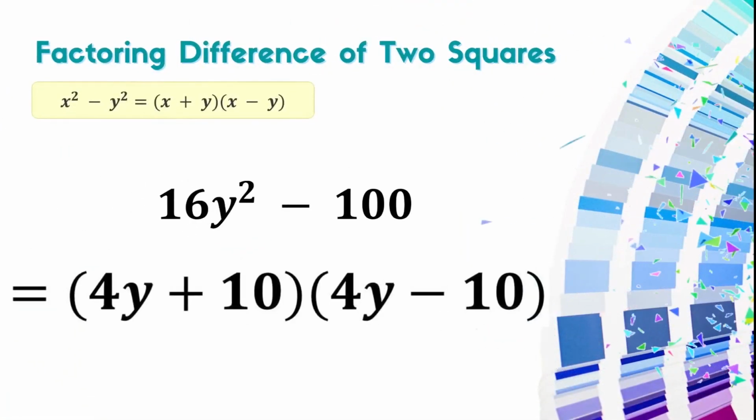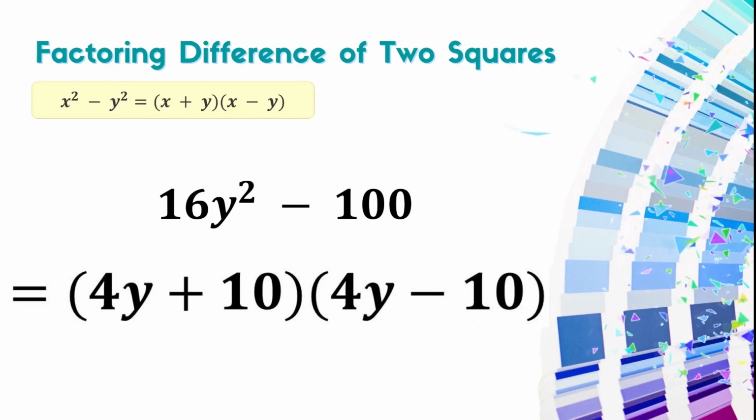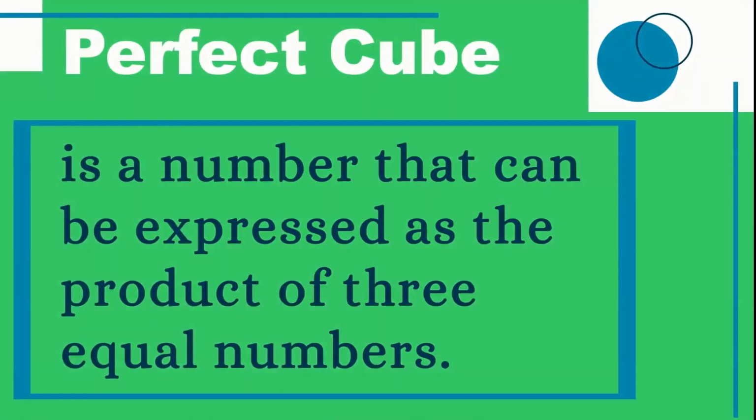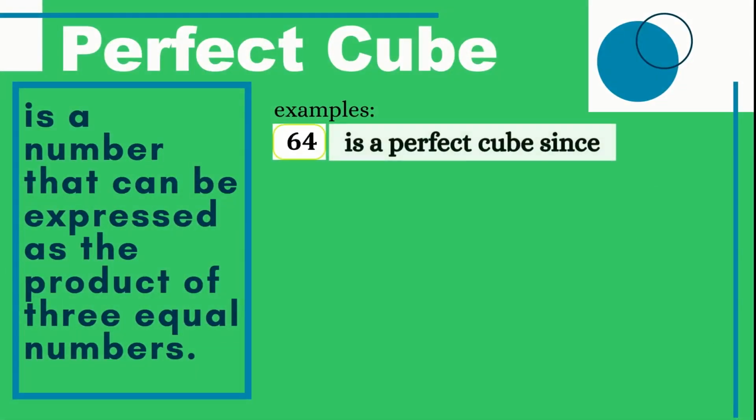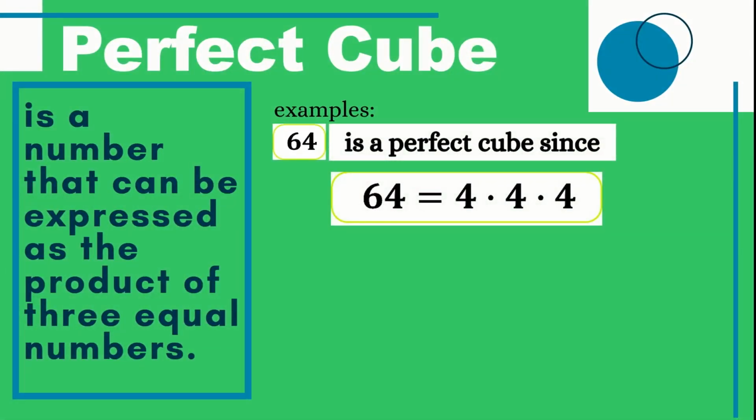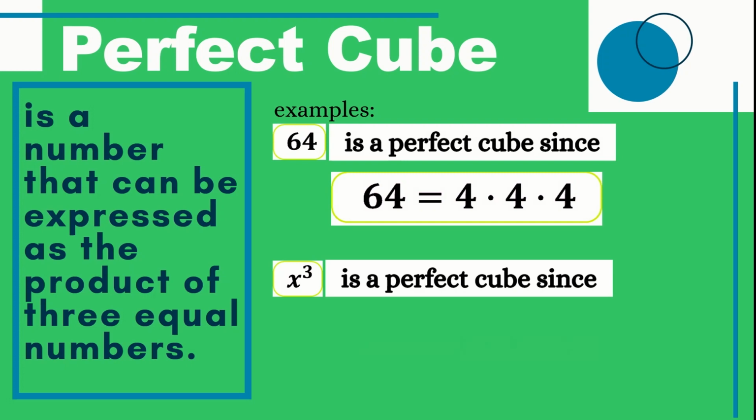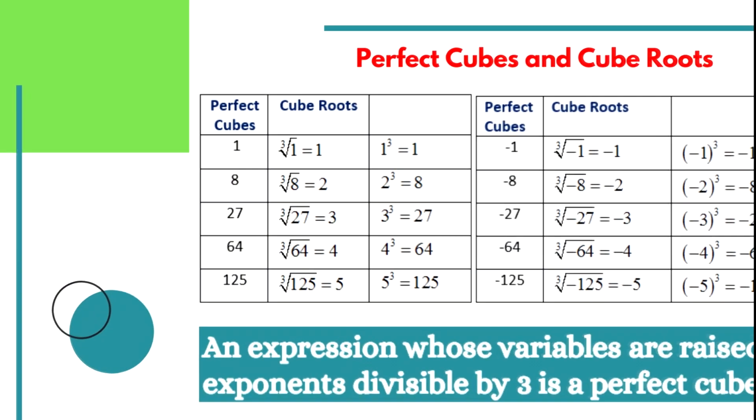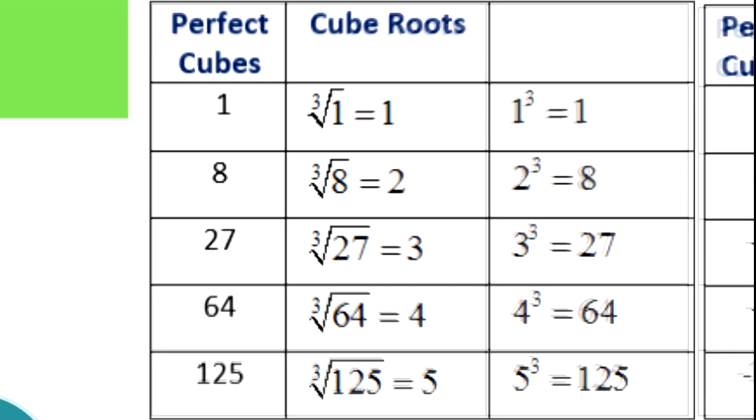The correct factored form of 16y squared minus 100 is the quantity 4y plus 10 times the quantity 4y minus 10. A perfect cube is a number that can be expressed as the product of three equal numbers. Examples: 64 is a perfect cube since 64 can be expressed as the product of 4, 4, and 4. X cubed is a perfect cube since it can be expressed as the product of x, x, and x. You need to study this list for the next type of factoring.